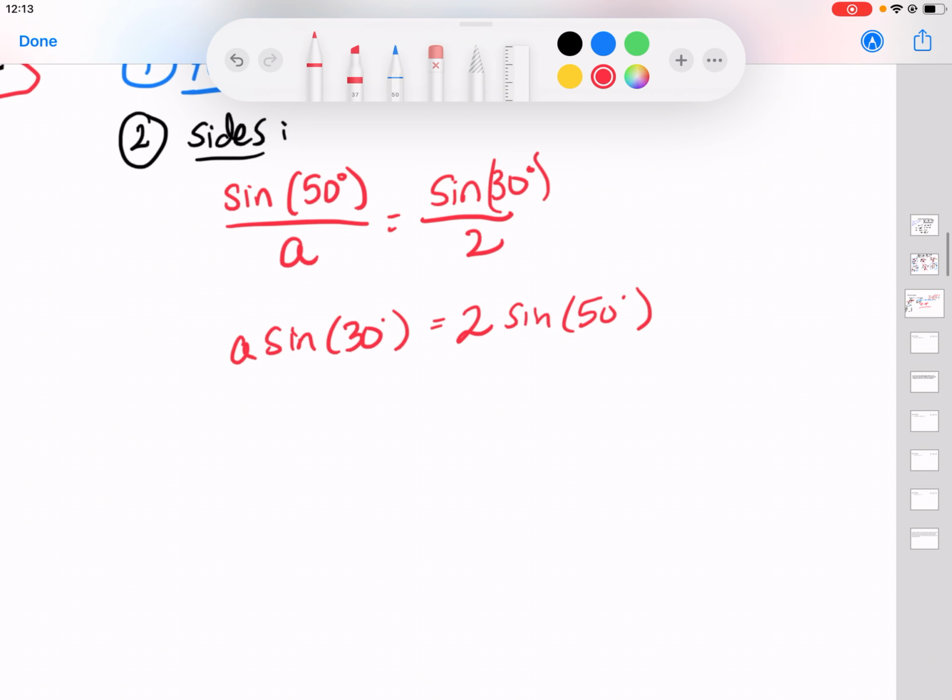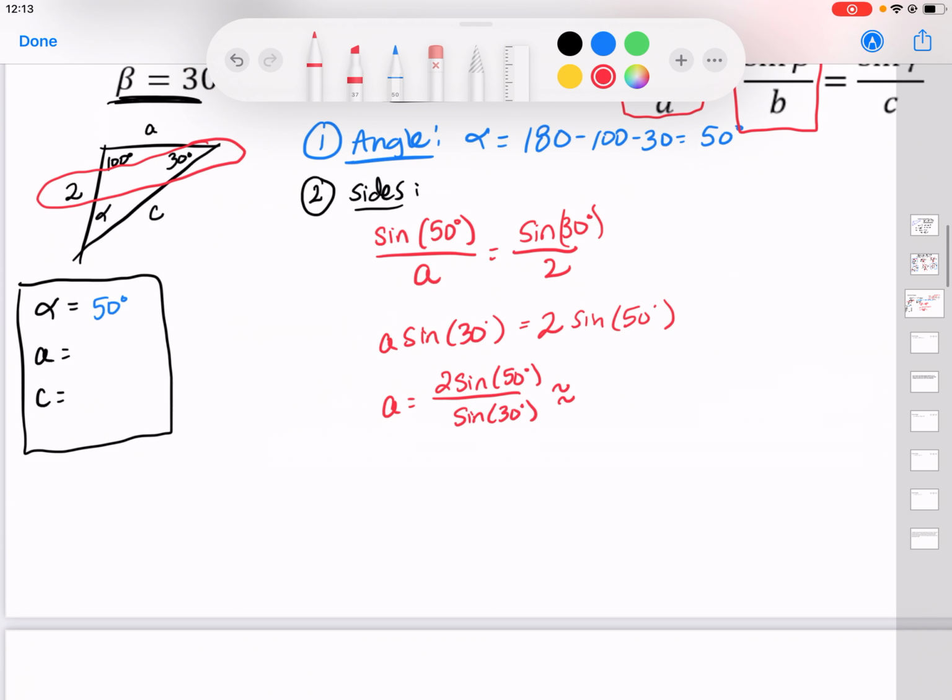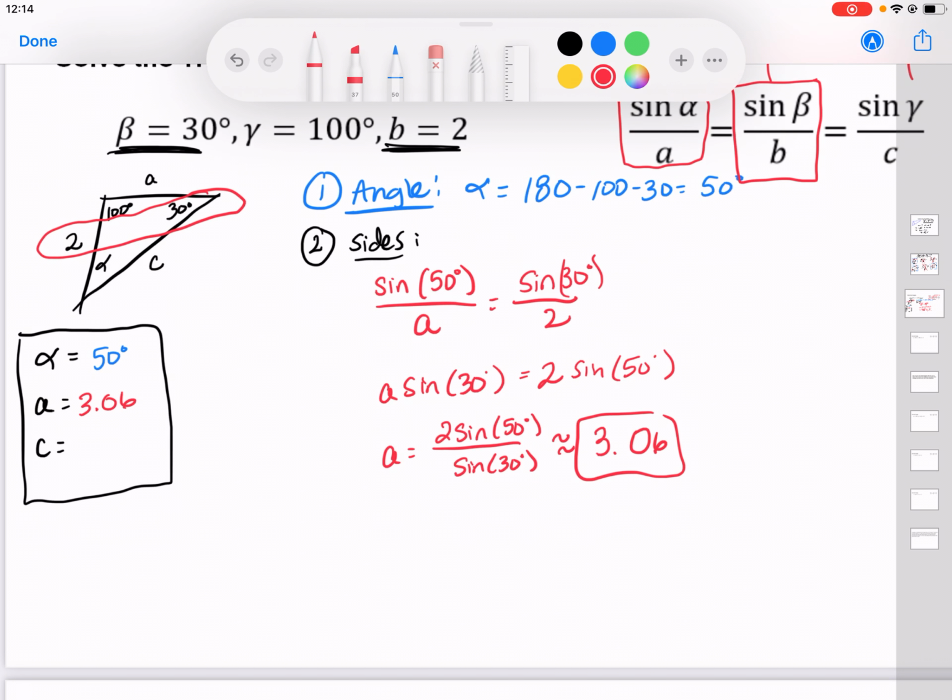I'm going to zoom in just a little bit. There we go. And then to solve for A, you just divide by sine of 30. And then you just type it into a calculator. And let me do that really quick. So 2 times sine of 50, and we divide that by sine of 30. So I get approximately 3.06. So I'll put that right here. It didn't say how many decimal places to do, so I'm going to go ahead and do to the hundredths place.